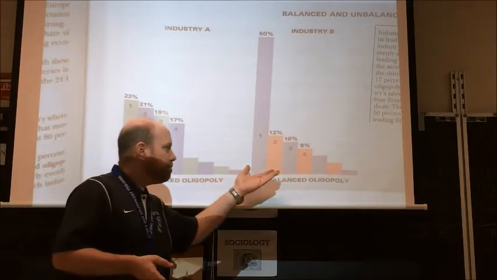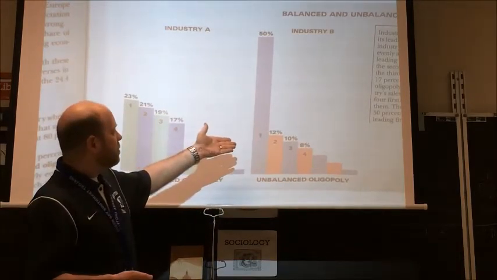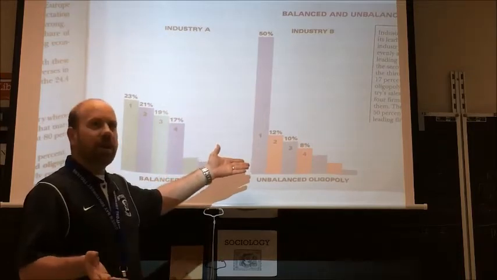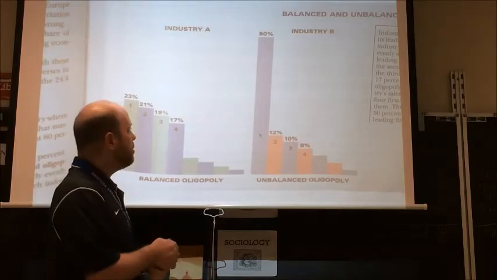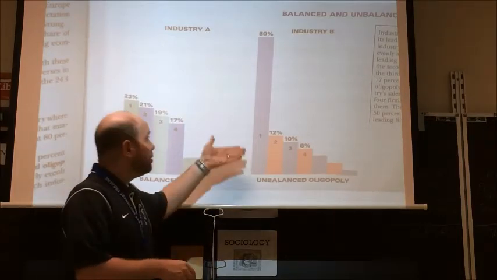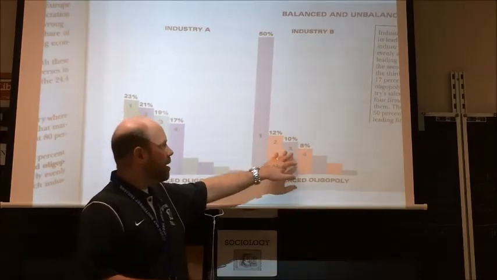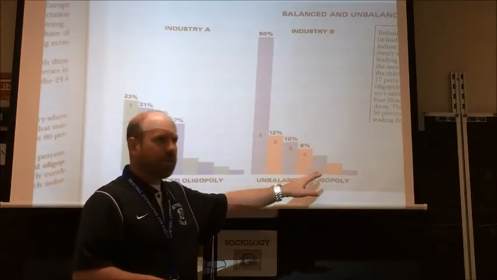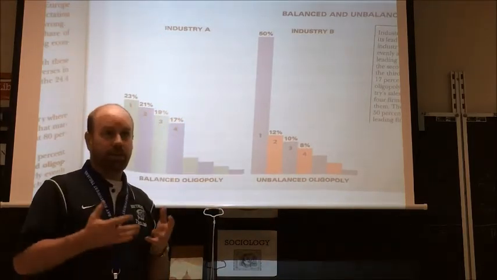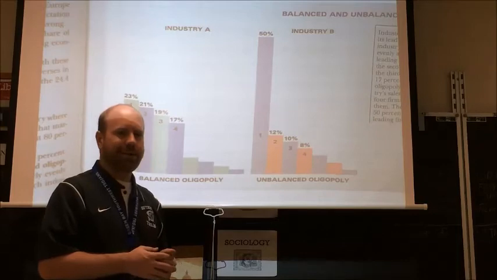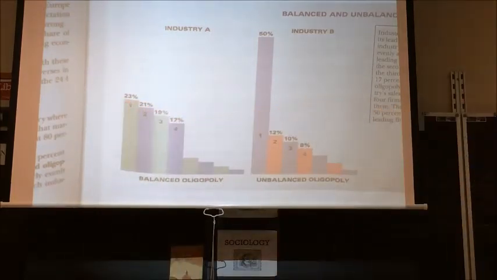This might be internet browsers. Company 1 might be Microsoft Internet Explorer. Let's say that 50% of all internet browsers used in America are Internet Explorer, and then you might have Netscape Navigator or Firefox or Chrome or whatever. They have a much smaller piece of the pie, but they're all looking to that one big company that kind of dominates the market. So, balanced versus unbalanced.